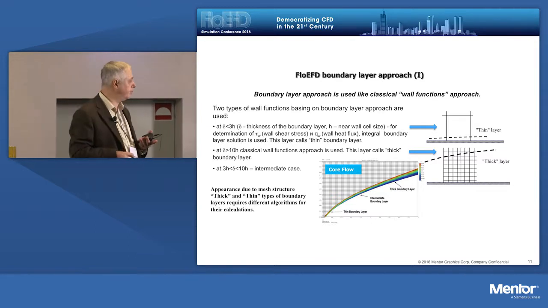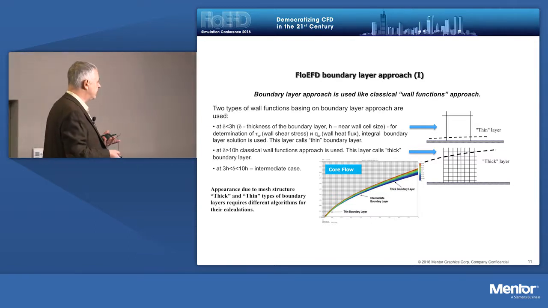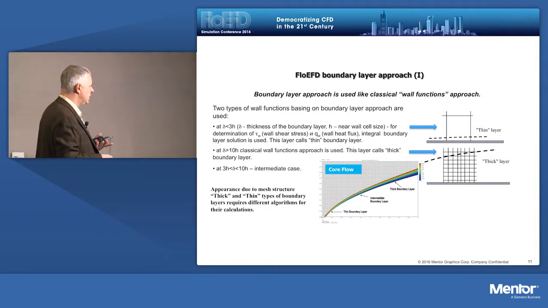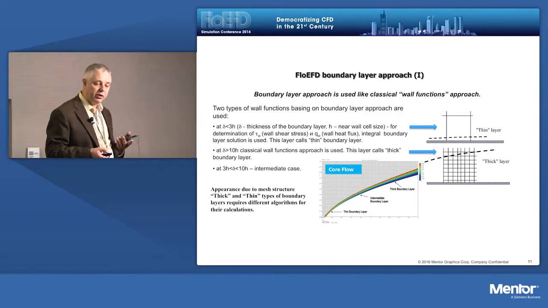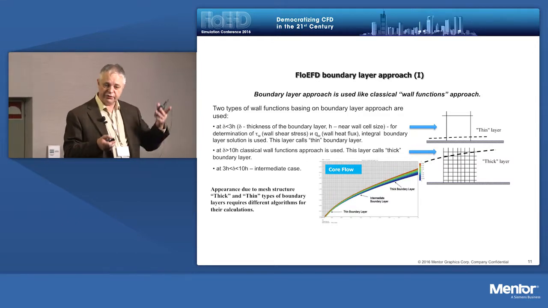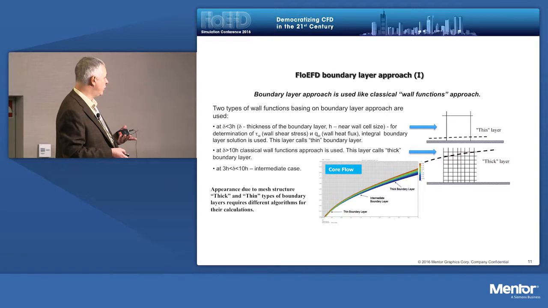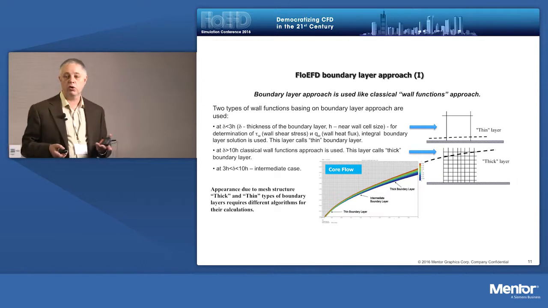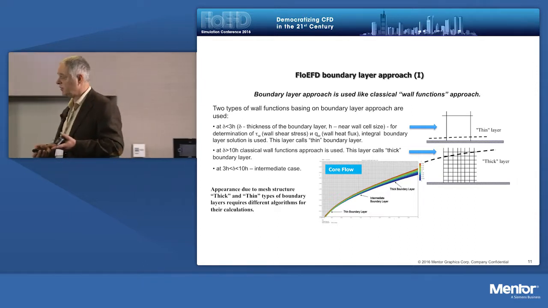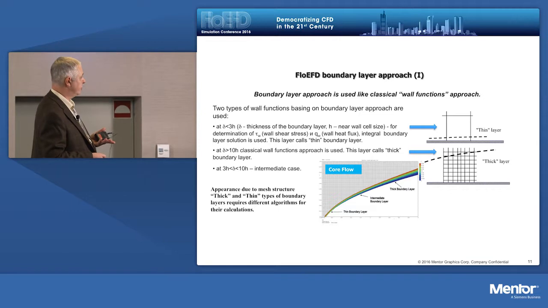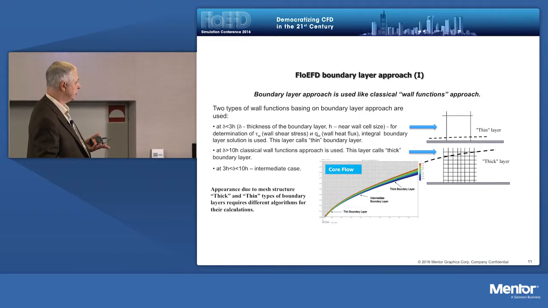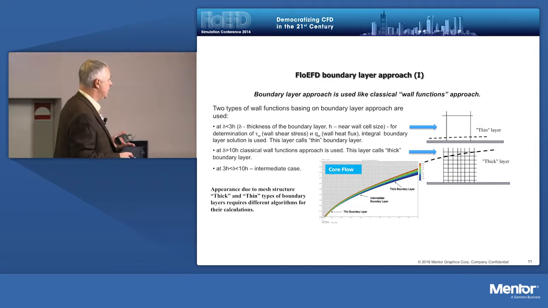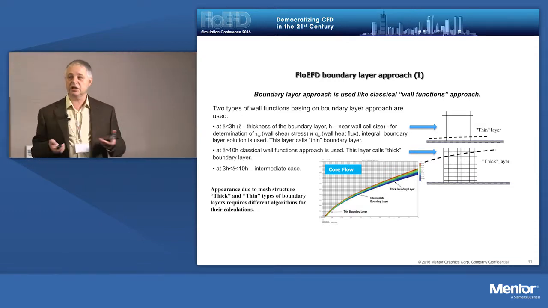We have two basic approaches: the so-called thin boundary layer, where the thickness of the boundary layer is comparable with the size of the cell or less, and thick boundary layer, where the thickness of the boundary layer is more than 10 cells. In the first case, we use the so-called thin boundary layer. In this situation, we are using classical wall function, and in between we have some intermediate models.